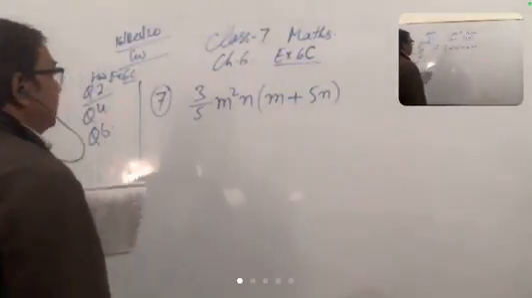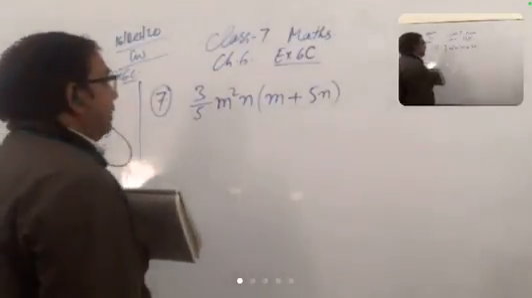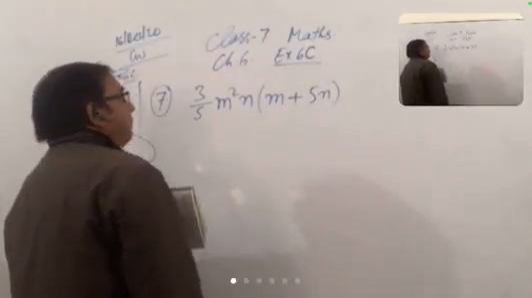So now the question is 3 upon 5 m square n, bracket m plus 5n.